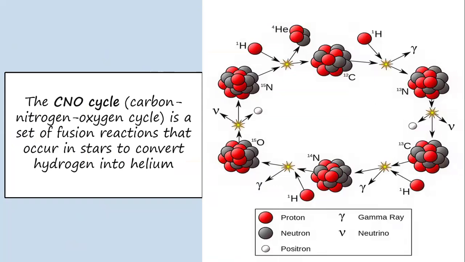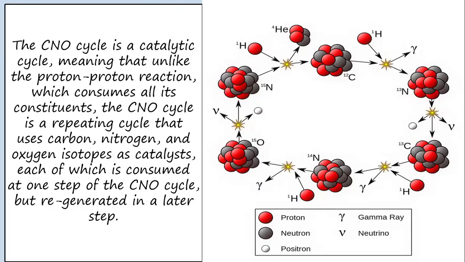The next process is the CNO cycle, or the carbon-nitrogen-oxygen cycle. This is a set of fusion reactions that occur in stars to convert hydrogen into helium, with the carbon, the nitrogen, and the oxygen as catalysts in the process. It is a catalytic cycle, meaning that unlike the proton-proton reaction, which consumes all of its constituents, the CNO cycle is a repeating cycle that uses carbon, nitrogen, and oxygen isotopes as catalysts.